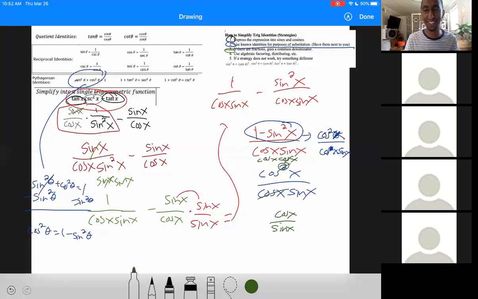Please don't say cross out the x's. That would be cotangent. Yes, very good. This is cotangent of x. Beautiful. And that is what that equals. So we simplified it into a single trigonometric function. Wasn't that fun?